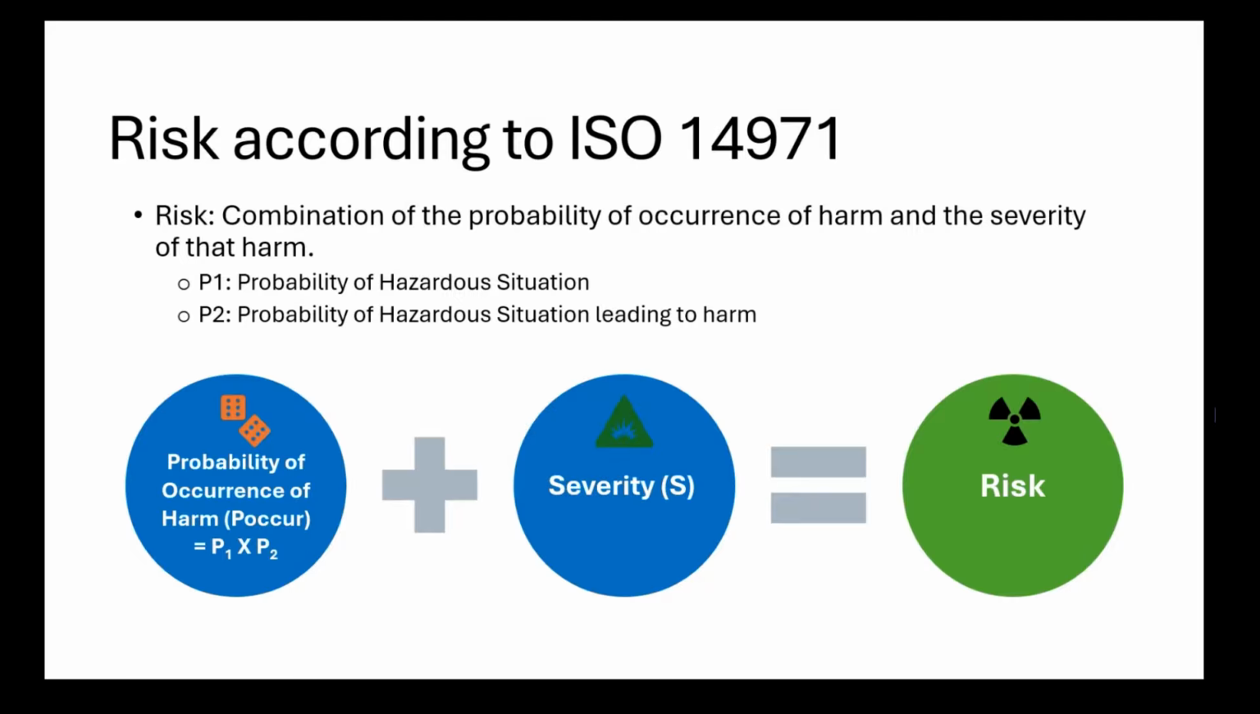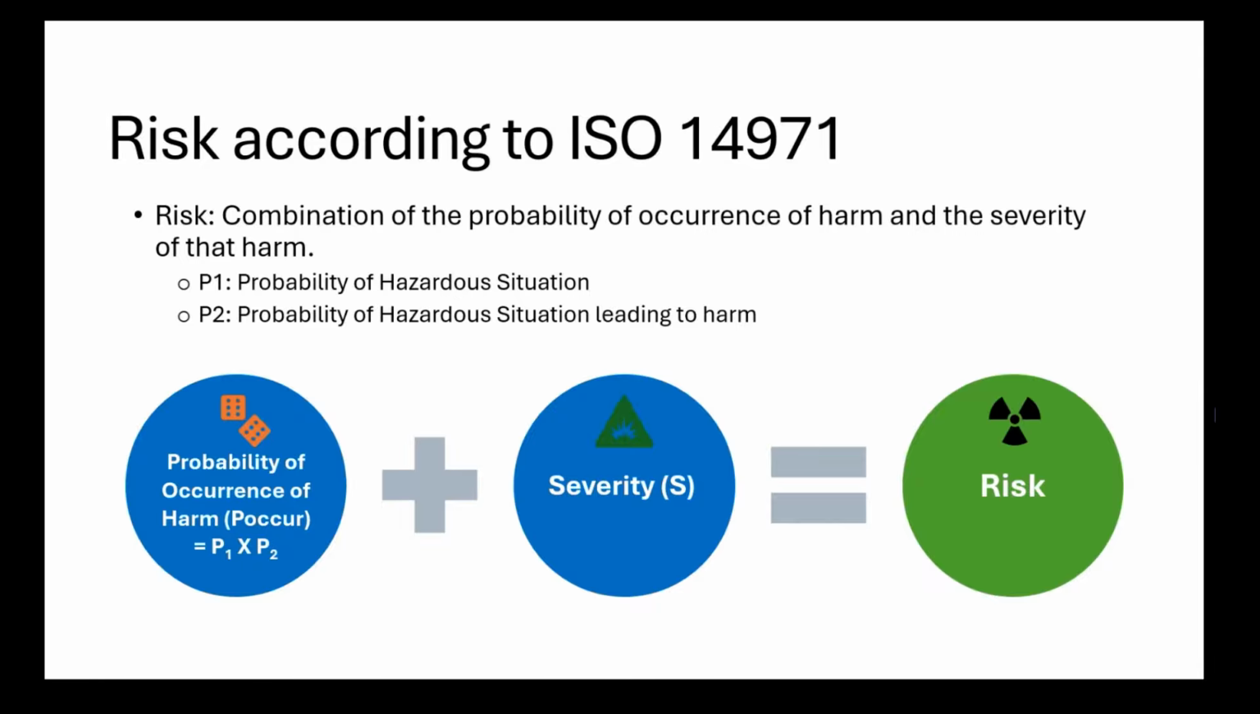For example, if you have a medical device which has a sharp edge, that sharp edge is a hazard. And then it could lead to a hazardous situation where a patient or a customer comes in contact with that sharp edge. That's the hazardous situation. That's the probability P1 of that. P2 is the probability of that hazardous situation leading to harm. Now, if we use the same sharp edge example, the harm that could happen is, for example, a patient or a user can get a cut, which could lead to bleeding, for instance.